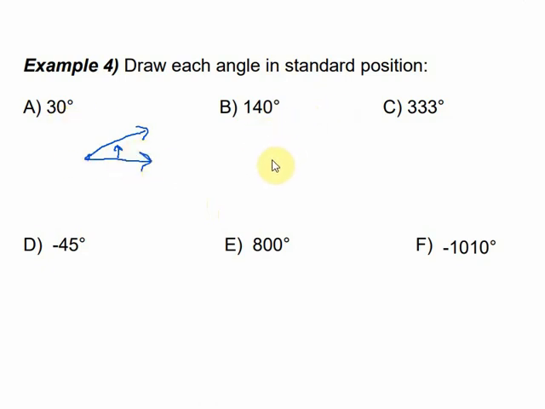Okay, so for 140 degrees, again, we draw our initial side. Let me try to make that a little better. Okay, this is our initial side. Now remember, again, straight up would be 90. A straight angle, that would be 180 degrees. So we would say 140 would be somewhere in here, and that's if we travel this direction.